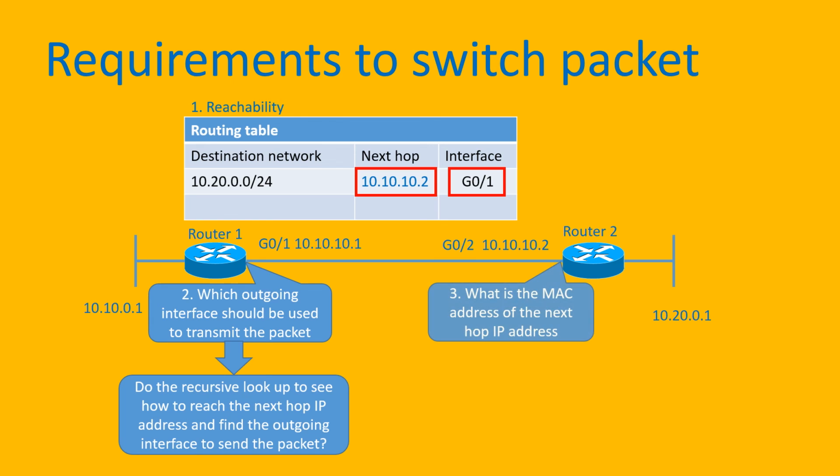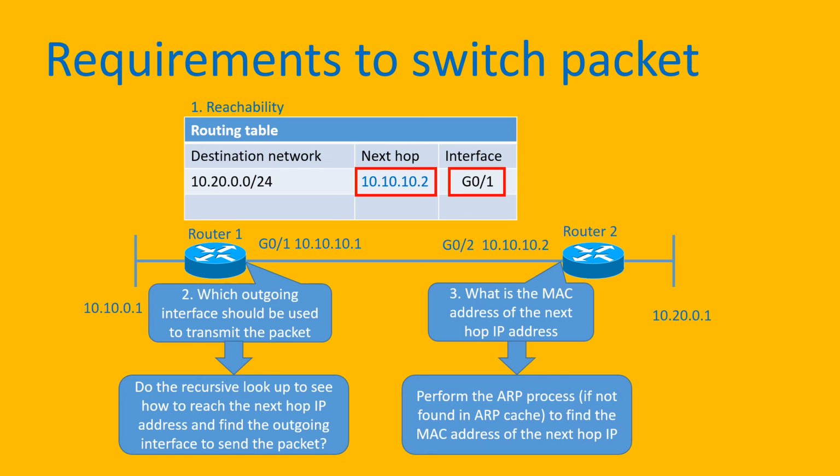Lastly, it needs to find the MAC address of the next hop IP address. In order to find the MAC address of the next hop IP address, it needs to perform the ARP process if it is not found in the ARP cache.